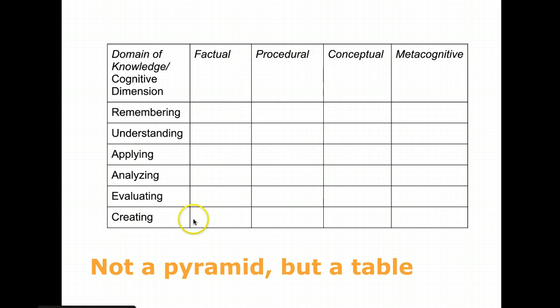It could be I'm wanting them to use factual knowledge in the process of evaluation, or I'm asking them to use procedural knowledge in the process of creating, or I'm wanting them to analyze something using conceptual knowledge. So the different kinds of knowledge that we might have and the different purposes to which we might put that different kinds of knowledge. That's really a little more complex way to think about thinking.